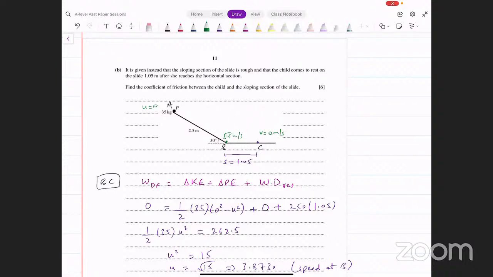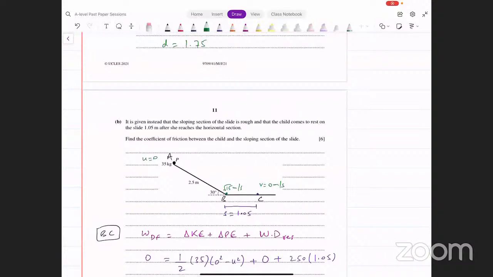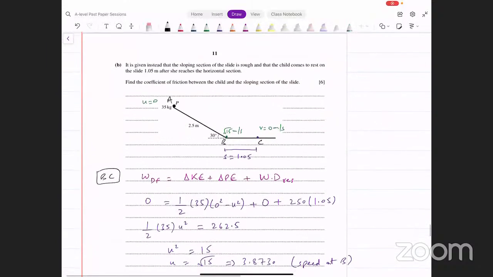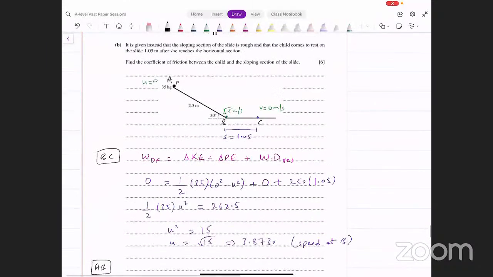What can we do here now? Again, if you want, you can use the energy method again, or you can use Newton's second law. We used the energy method earlier. Let's actually try the other method for this part. Okay, let's try that. How would you do that here?